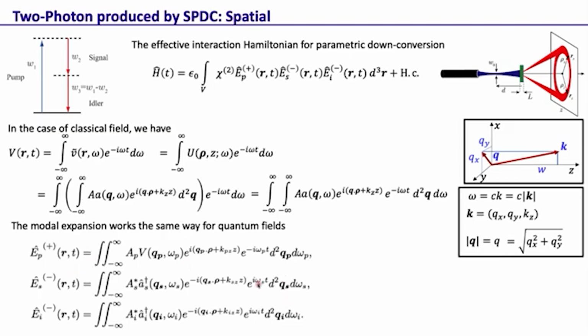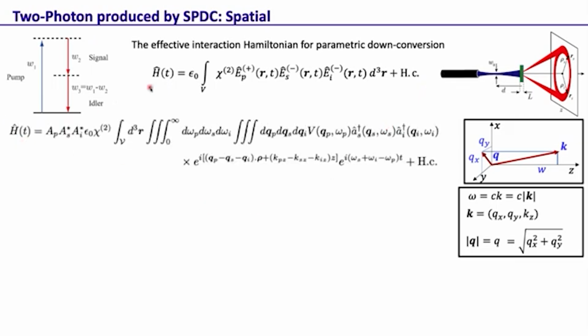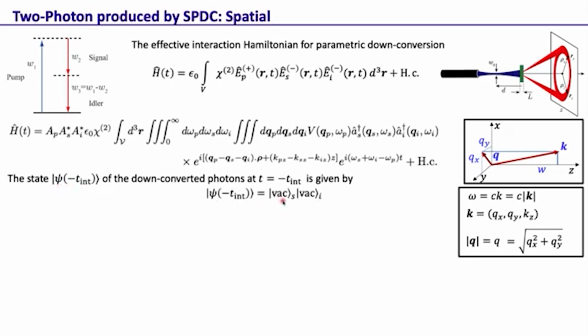Okay, with this modal expansion, we can substitute E_p plus, E_s minus, E_i minus into this Hamiltonian, and after substituting we can see that this interaction Hamiltonian can be written in this manner. That's the big Hamiltonian we have here. Now we want to derive the state that this interaction produces. Again, as we had done earlier, the state of the two photons right at the beginning of the crystal, at psi at minus t interaction, is given by vacuum signal, vacuum idler.